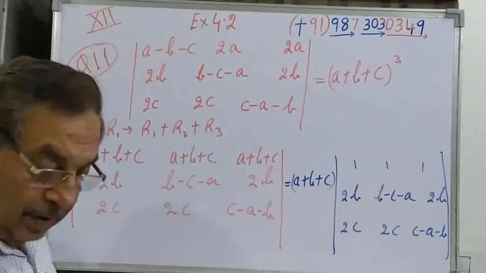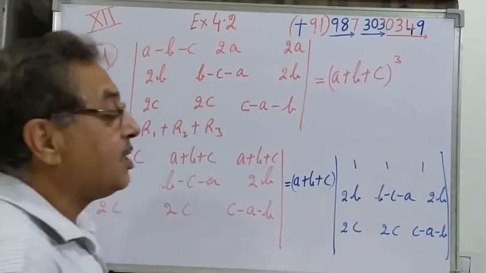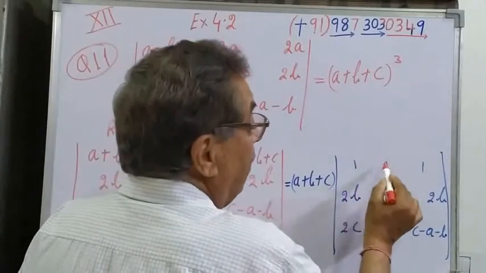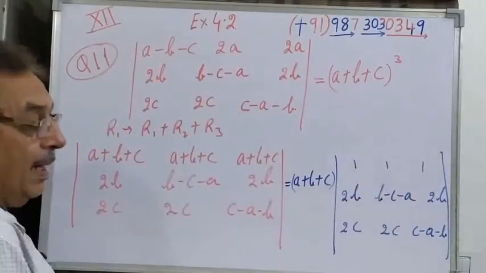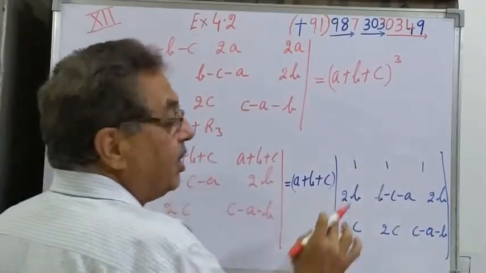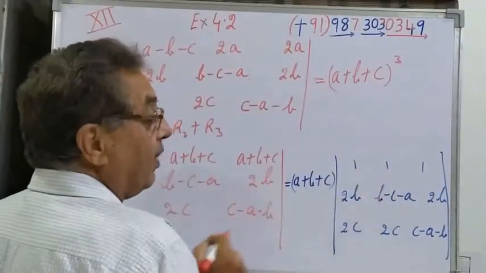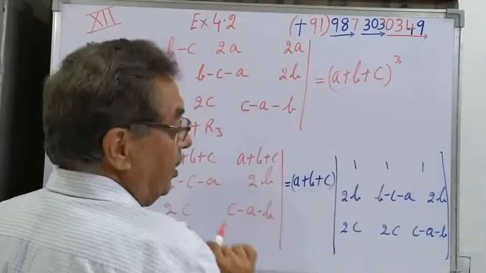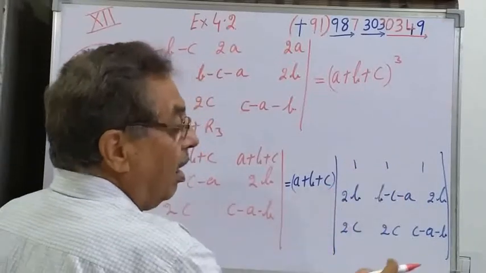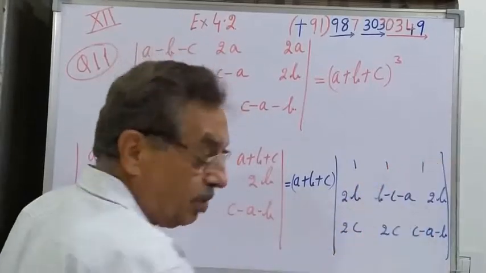Remember, what is the concept of solving determinants? We should always try to get the maximum zeros. The first row contains 1, 1, 1. I will try to get the maximum zeros in any row or column. It is quite easy to get zeros in R1. If I subtract C1 from C2, we will get a 0 here. Again, if I do C3 minus C1, I will get a 0 there.